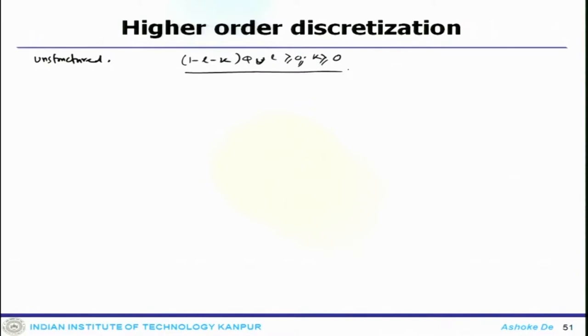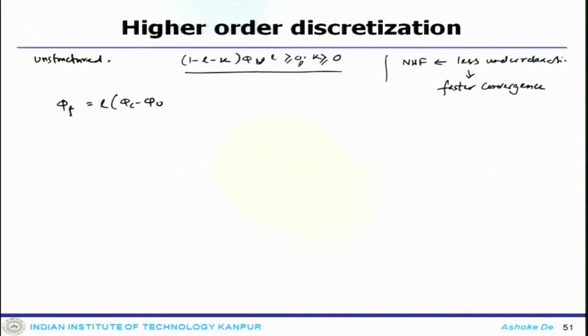So, obviously, if you require less correction, NWF requires less under relaxation, which will lead to faster convergence. So, if you have that, now we will start from our equation which we are dealing with, this phi f. So, the phi f that we are having is L phi c minus phi u plus k phi d minus phi u, which is finally written as L phi c k phi d 1 minus L minus k phi u. So, we start with that.